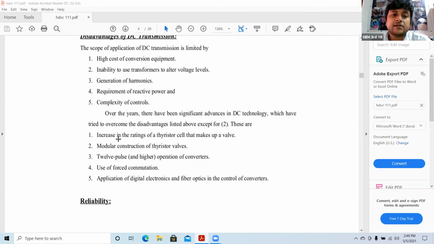These are: increase in rating of the thyristor cell that makes up a valve, because you have to utilize the thyristor for the valves; modular construction of thyristor valve; 12-phase operation of converter. This is very important, 12-phase operation of converters. This is in your syllabus. Also, the use of force commutation and application of digital electronics and fiber optics in the control of converters.